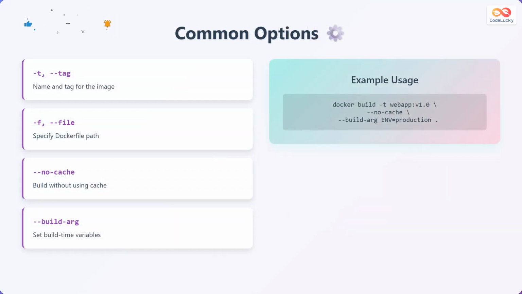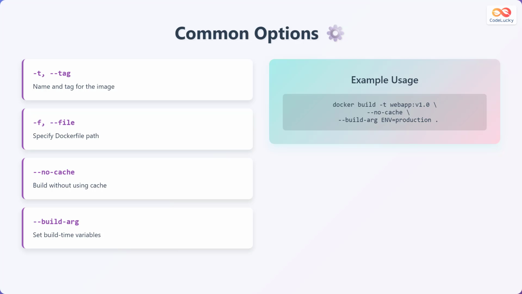Here are some common options for the docker build command. The first one is -t or --tag, which is used to name and tag the image. Next one is -f or --file. This is used to specify the Dockerfile path. Then we have --no-cache, which builds the image without using cache. Finally, --build-arg, which is used to set build time variables.